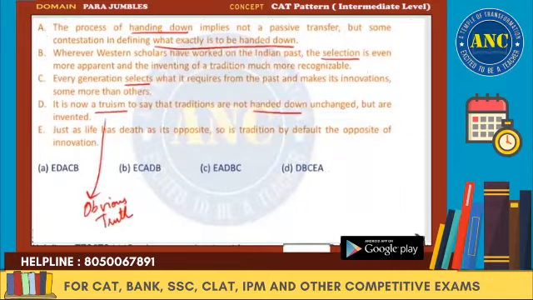In C he says every generation selects what it requires from the past and makes its innovation, some more than the others. And in B he's saying wherever Western scholars have worked on the Indian past, the selection is even more apparent and the inventing of a tradition much more recognizable. So there is a selection link between C and D. There is a handing down link between D and A, and E is a good starting point. The answer is A.